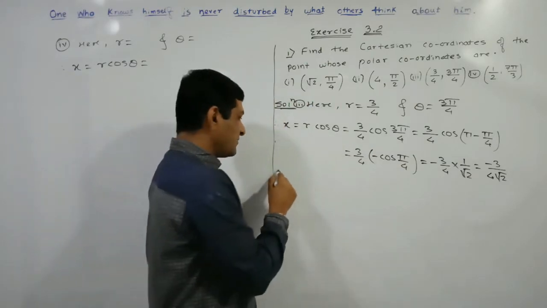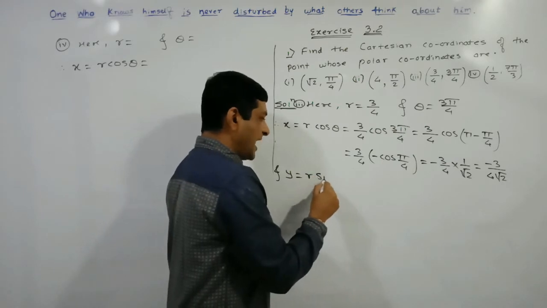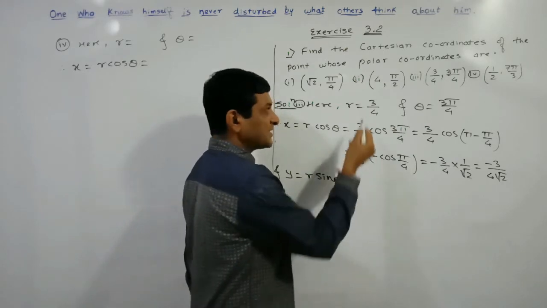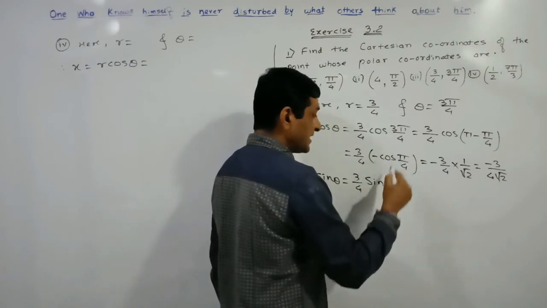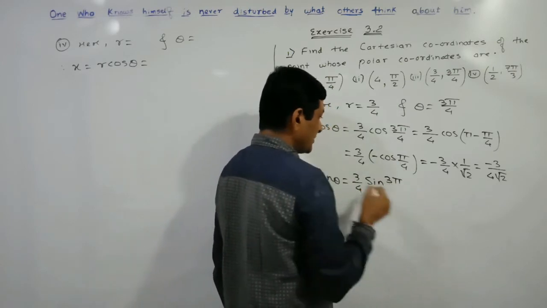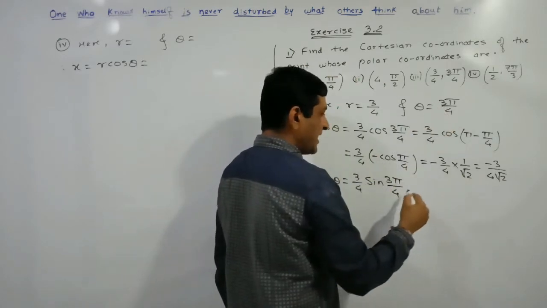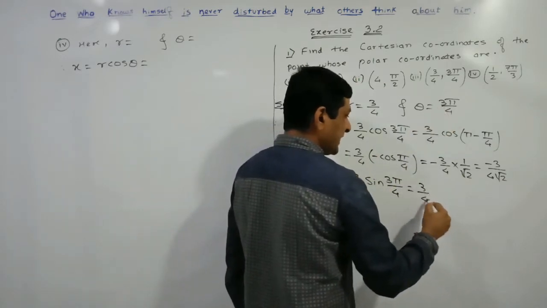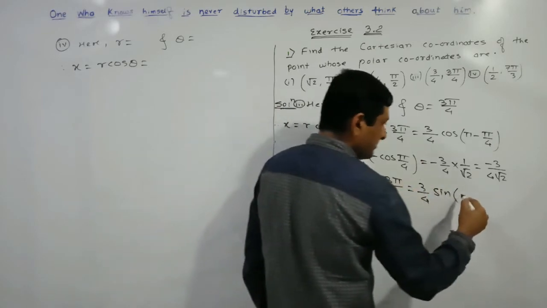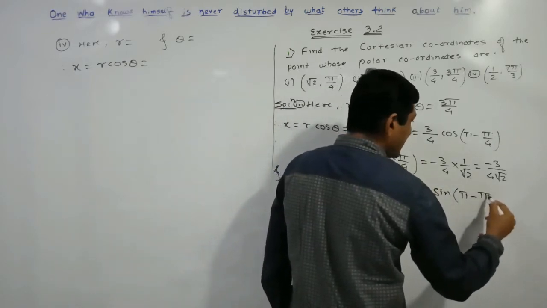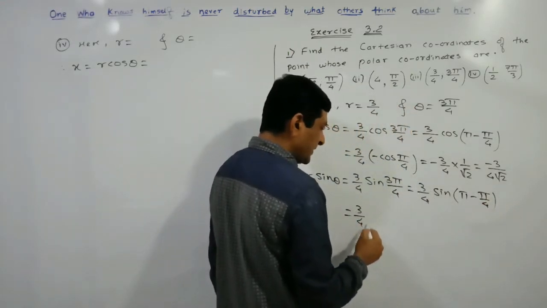Now we are finding value of y here, and what is the relation? y is equal to r sin theta. Again substitute the value of r is equal to 3 by 4, sin theta. Theta is how much here? r is 3 by 4 and theta is 3 pi by 4. So 3 by 4, keep it as it is. Sine, again 3 pi by 4 can be written as pi minus pi by 4. Okay, so which is equal to 3 by 4, keep it as it is.